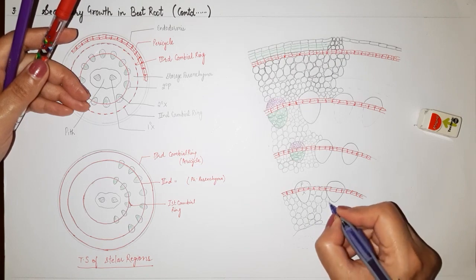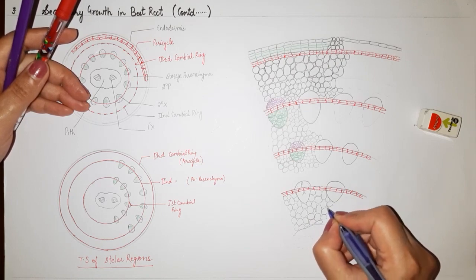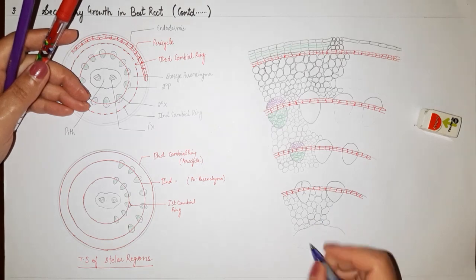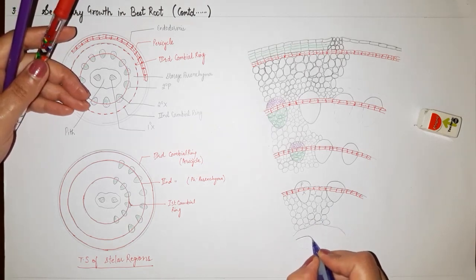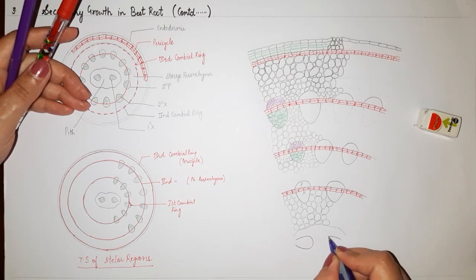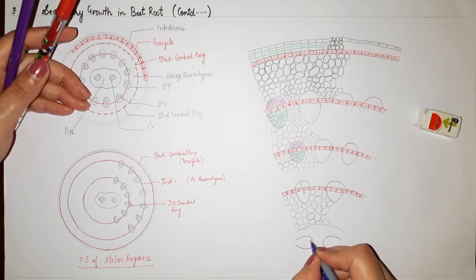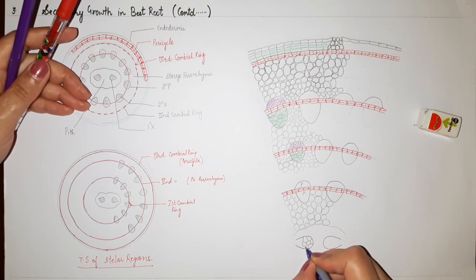And in order to differentiate it from this region, you can mark the cells polygonal. Here we have xylem. Towards center, large xylem elements, which is metaxylem, and towards outer sides, smaller elements, that is protoxylem. Larger is metaxylem. Double line them.